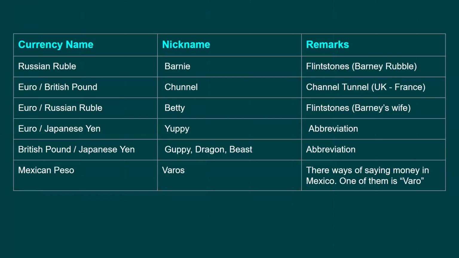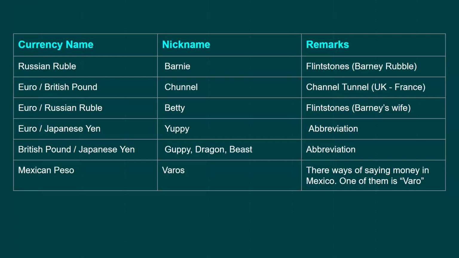I'm going to continue a little more. Now, the Russian ruble is called Barney, and that comes from the old Flintstones from the 1960s. I don't know if you ever watched it. That was Barney Rubble, Fred Flintstone's buddy. So that's called Barney. And then Euro-Russian ruble is Betty, which was Barney's wife. And that's again from the Flintstones.